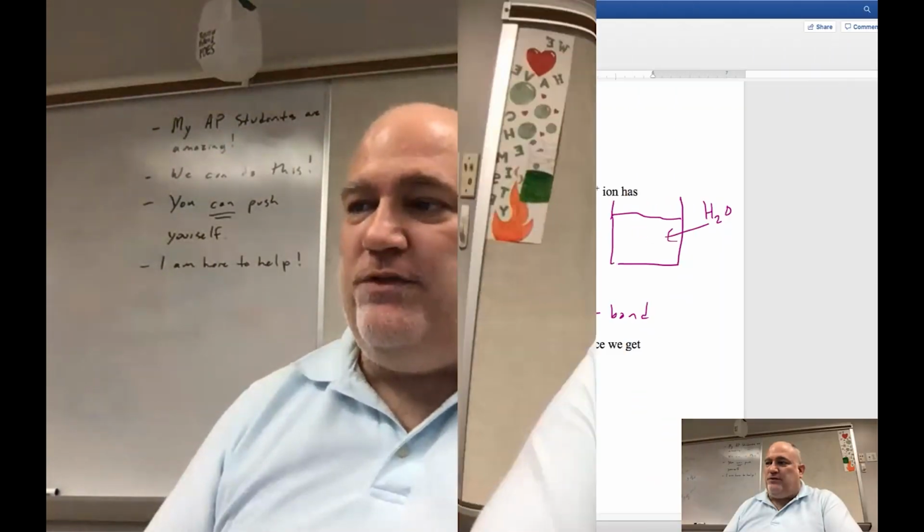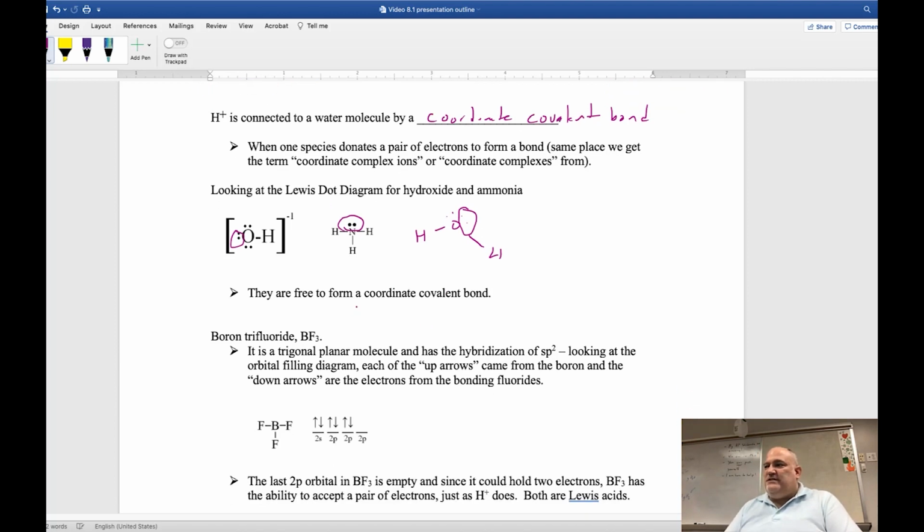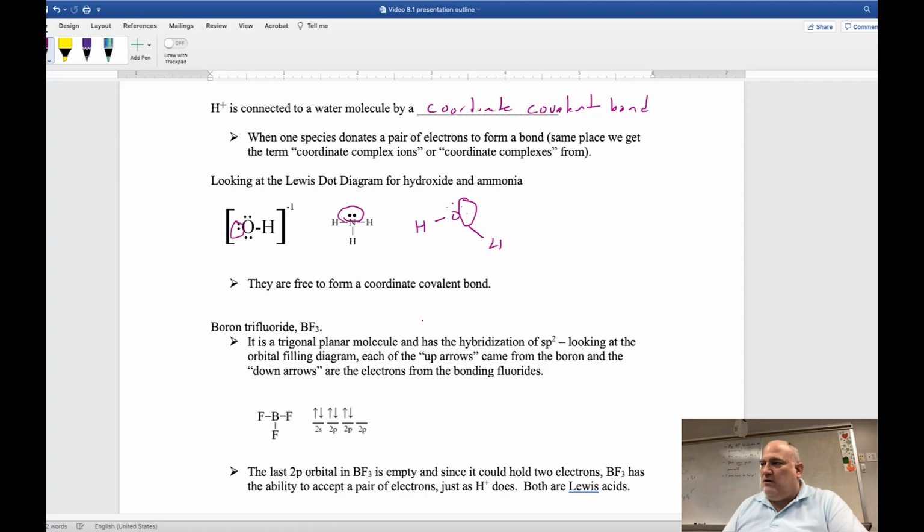But the best kind of sharing, if you're a receiver, is coordinate covalent sharing, because one atom or one species gives both. Now, there are two examples I want to show you here. Take a look at hydroxide and ammonia. Both of these have pairs of electrons that they can donate. I want to point out another example because it's really relevant. Let's take a look at water. You see how water has these pairs of electrons that it can actually share as well? And because they have these free electrons, they are free to form a coordinate covalent bond.